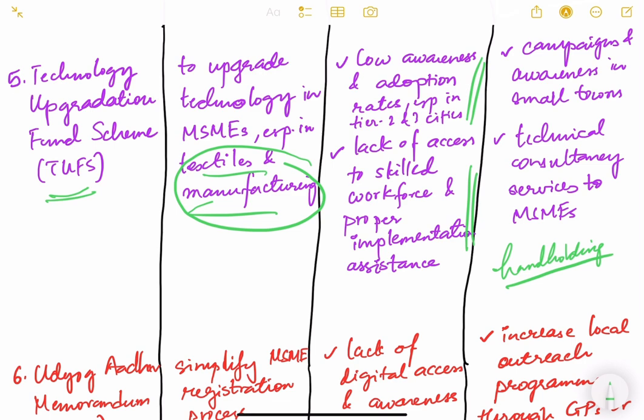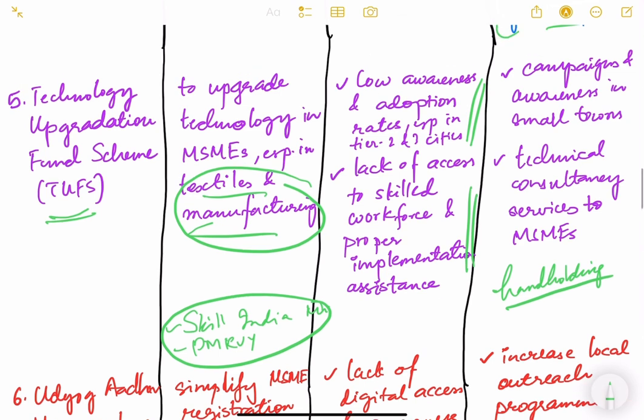One of the schemes is obviously the Skill India Mission. Then there is the Pradhan Mantri Kaushal Vikas Yojana. This is another scheme. We are going to see this in detail later on. But these skills can help a little bit in order to help MSMEs get a trained or skilled workforce. So all these schemes, you see, work hand in hand.